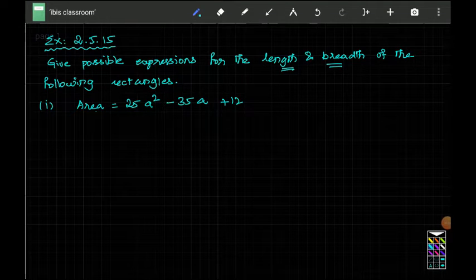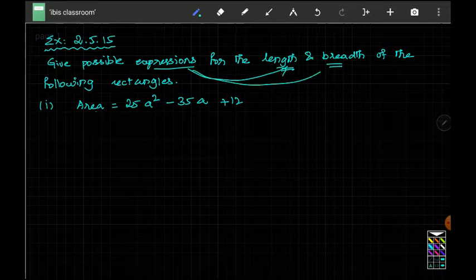Subdivision 15 of exercise 2.5 is that they have given an expression for area. There are three subdivisions, out of which the first says that they have given an area which is 25a square minus 35a plus 12. So what we are supposed to do is find what are possible expressions for length and breadth.